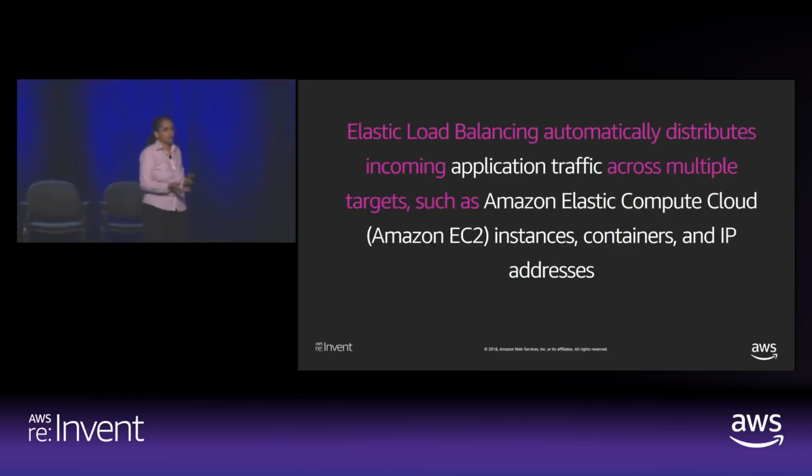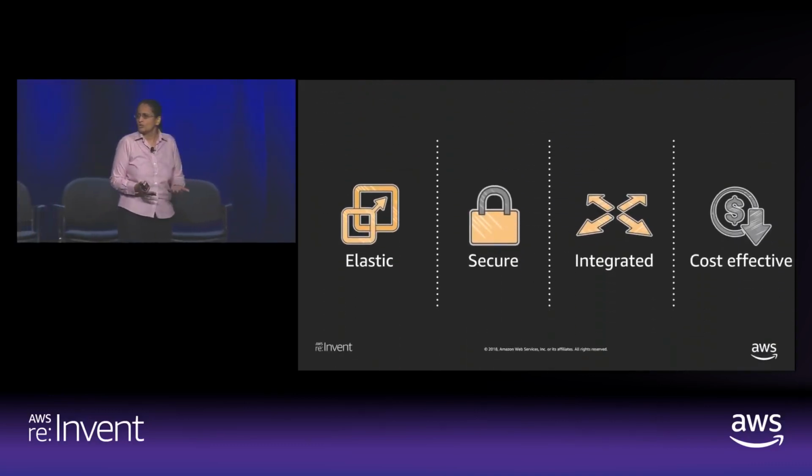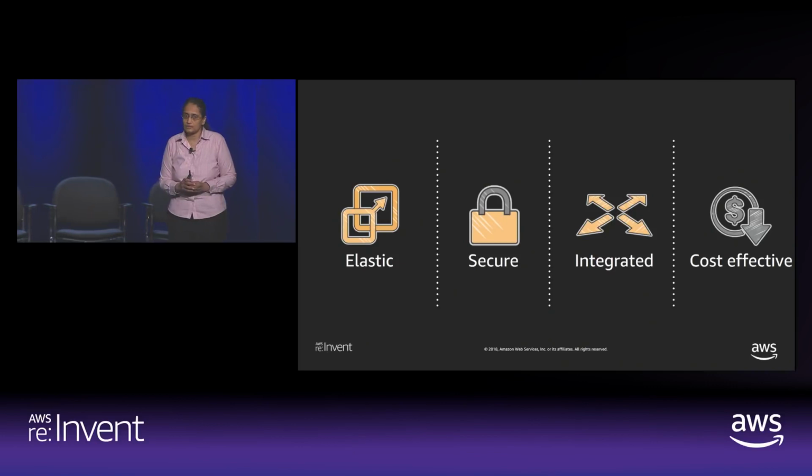Elastic Load Balancing automatically distributes your application traffic to multiple targets. The targets that we support today are EC2 instances, containers, and IP addresses. Why do I want to use an Elastic Load Balancer? Let's just briefly look at some of the advantages of using Elastic Load Balancing.